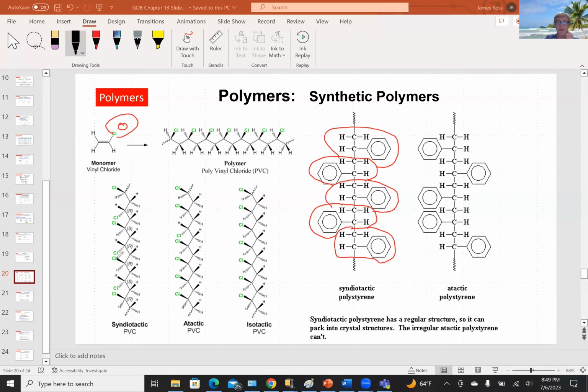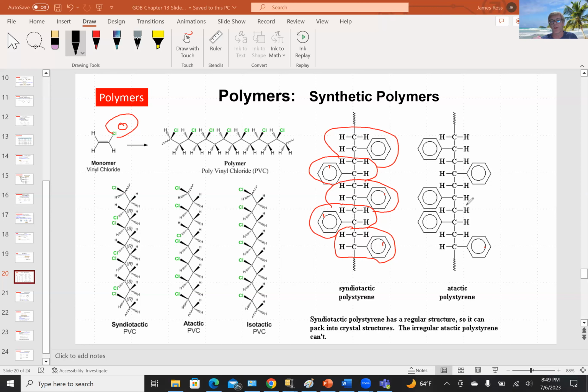Remember, that's the regular oscillation. So we've got right, left, right, left, right, left. Keep going, right, left. We can have atactic polystyrene, which is the unpredictable one. So we have right, left, left, and then right again, and then left. So it's unpredictable. If this kept going, you wouldn't see a pattern emerge. It would just seem random.